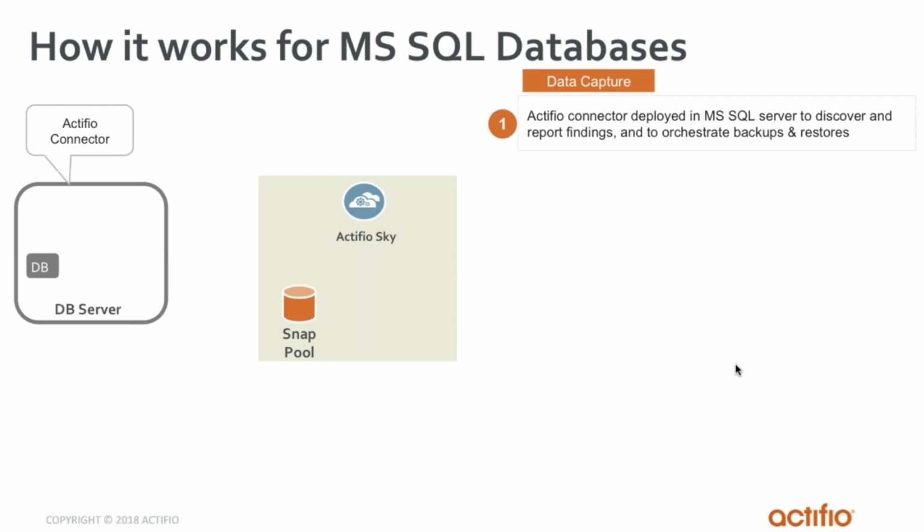So if we take a look at the workflow when we're capturing Microsoft SQL Server databases, it all starts out with the Actifio connector. The connector is a lightweight agent that gets installed on the server. It inventories what's on that server and reports back to the Actifio Sky or CDS appliance the list of all the file systems, all the SQL instances, availability groups, whether or not it's clustered, and of course all of the databases, as well as their file structures and layouts. Where are all the related database files, what volumes, mount points, etc.